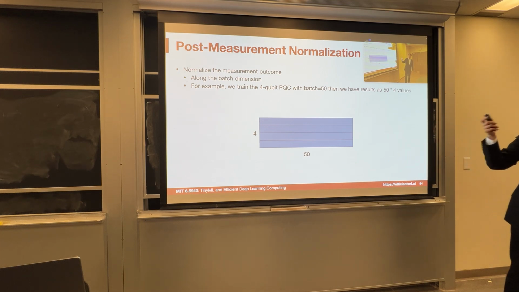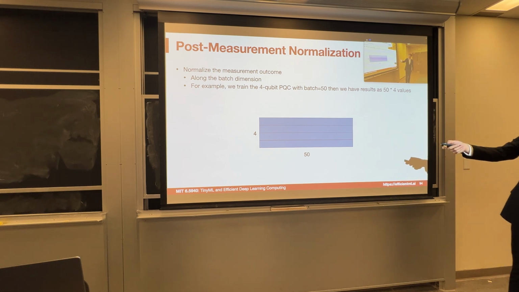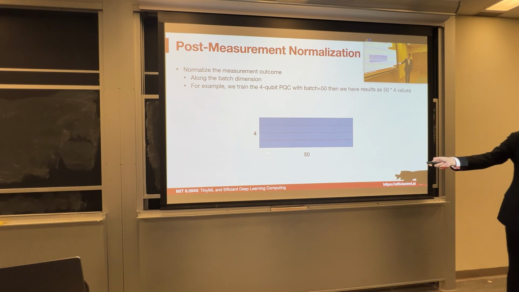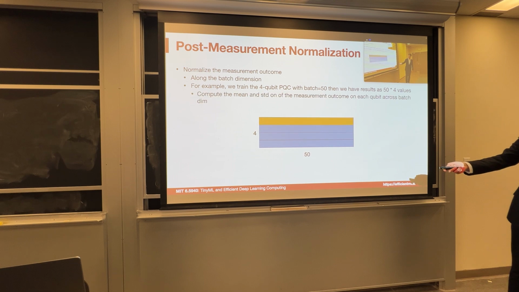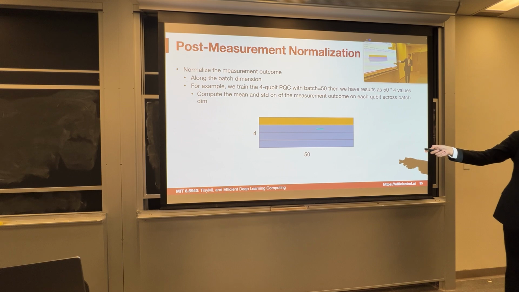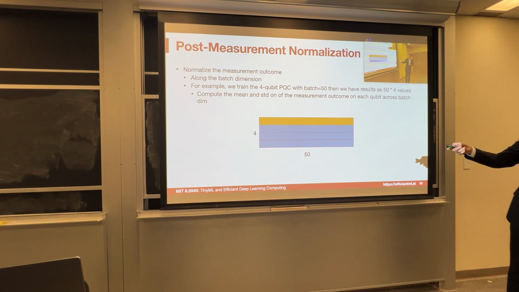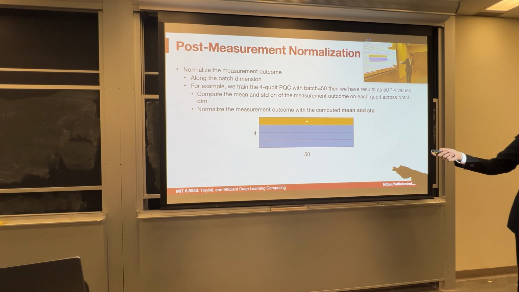So the first keyword is that we need to do the normalization on the batch dimension. Another thing is that, say we have 4 qubits, and a batch of 50 during the training for the classifier. We need to make sure that the standard deviation and the mean are computed on the batch dimension, not the qubit dimension. So we compute the mean and STD for this dimension, and then use them to normalize the values across the batch. In that case, the normalized value will be closer to the noiseless result.